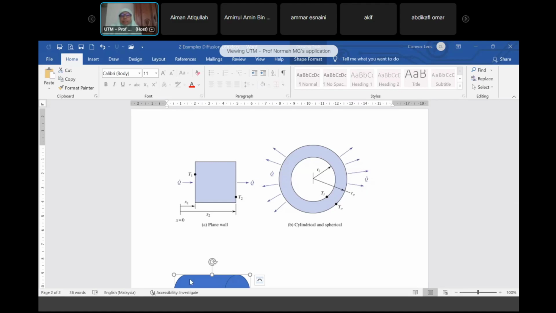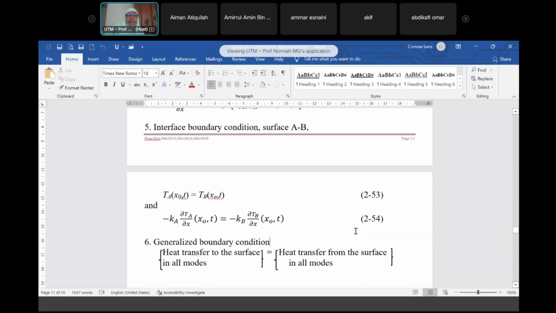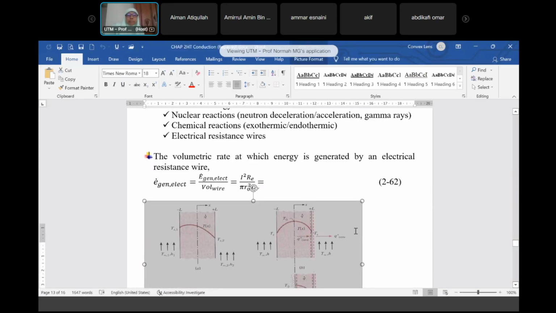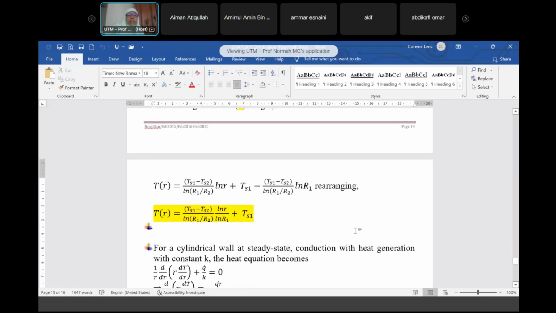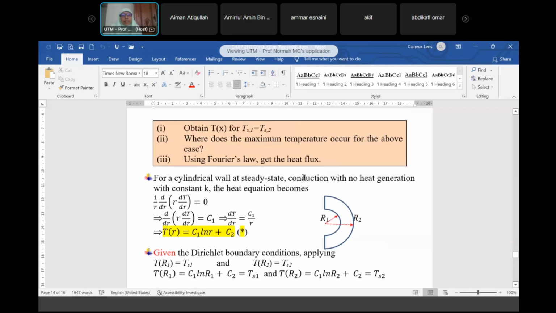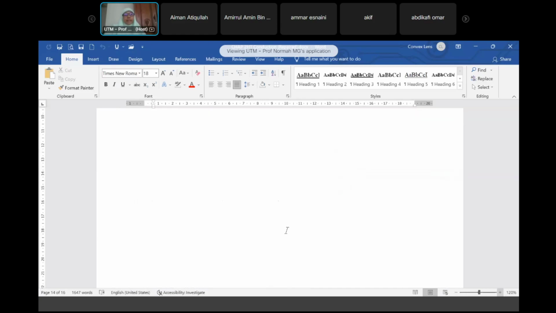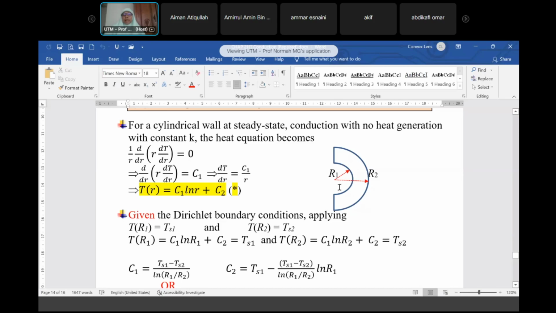Now let's have a look at the initial boundary condition, which we have discussed and I've shown you. I want to show you this one, the Dirichlet boundary condition, and see this one. Let's see how you may derive that. Cylindrical wall, you see R1, R2. You have this earlier, and you solve it like you learned in your calculus. You first integrate it, you're going to get C1.